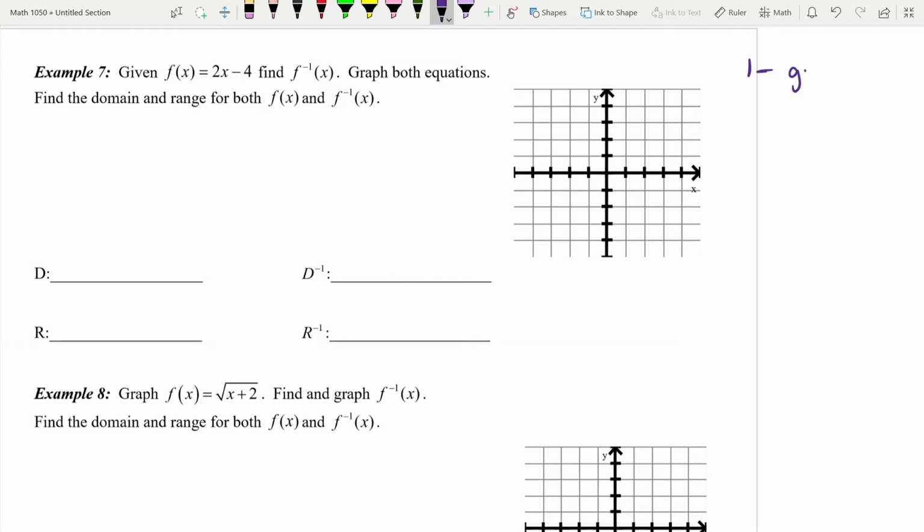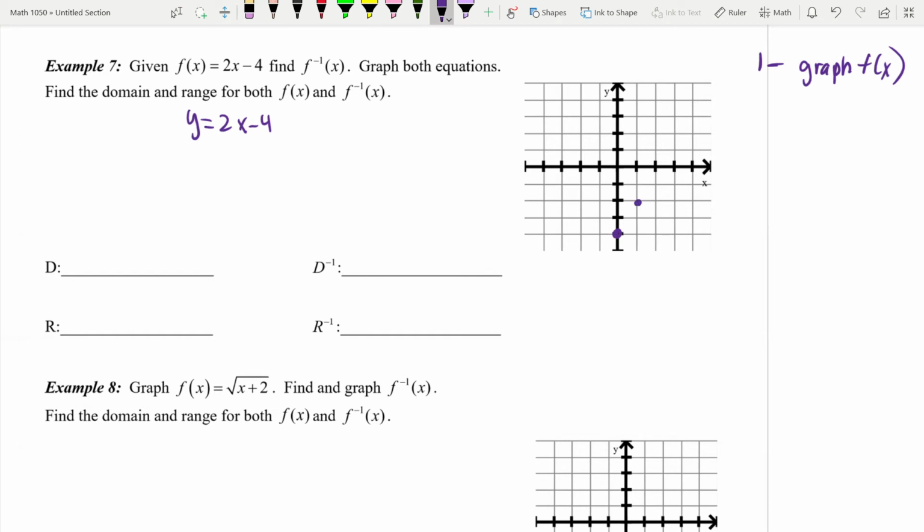The first thing to do is graph f of x. Everybody write down y equals 2x minus 4. That's a line. Go down 4, make a dot, then up 2, right 1, up 2, right 1, up 2, right 1, up 2, right 1. Take your pencil and draw in the line. Easy. The second thing you should do is find the domain and the range of f of x. This should be instantaneous.